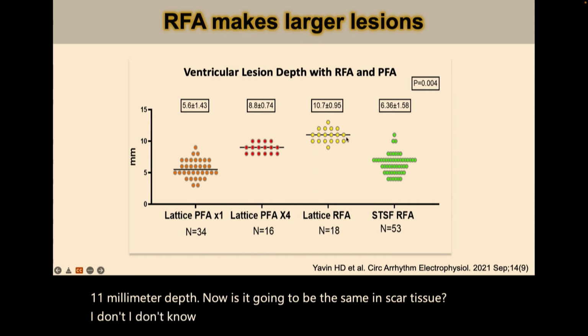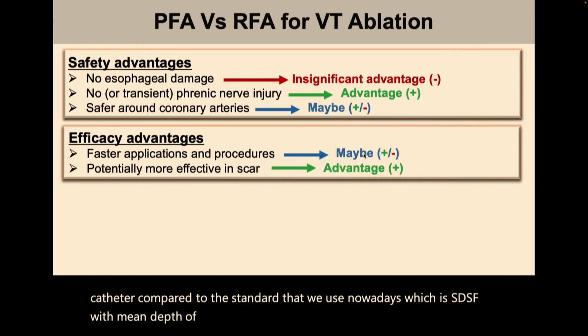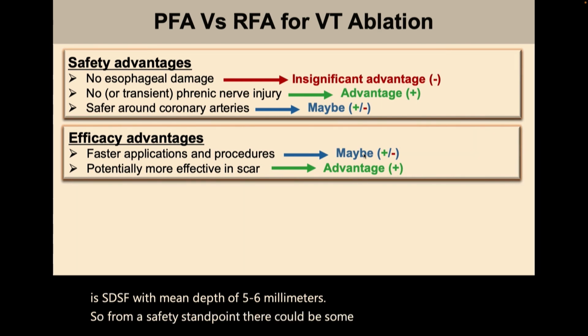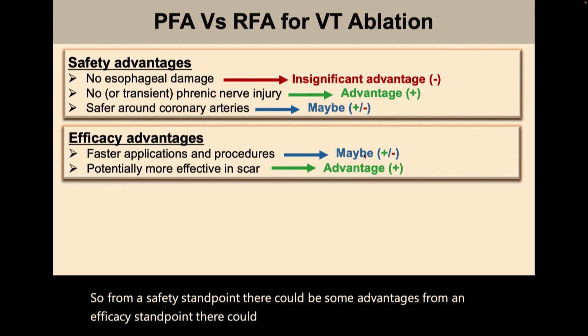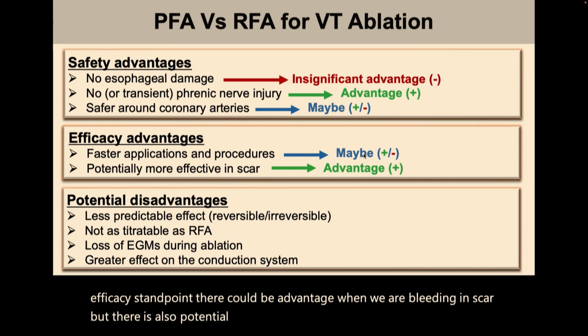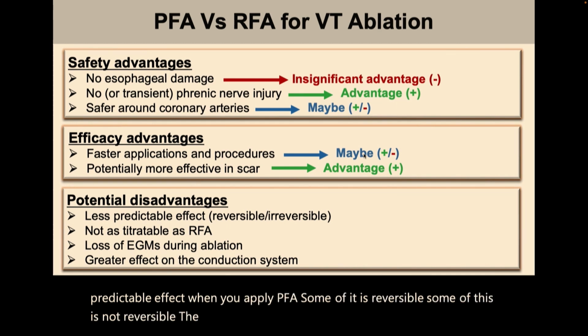But RFA makes really deep lesions with a large footprint catheter, compared to the standard that we use nowadays, which is STSF with a mean depth of 5-6 millimeters. So, from a safety standpoint, there could be some advantages. From an efficacy standpoint, there could be advantages when we are ablating in scar, but there are also potential disadvantages. One is that you have a less predictable effect. When you apply PFA, some of it is reversible, some of it is not reversible. The reversibility takes hours, so it's not something that we can predict in the lab.